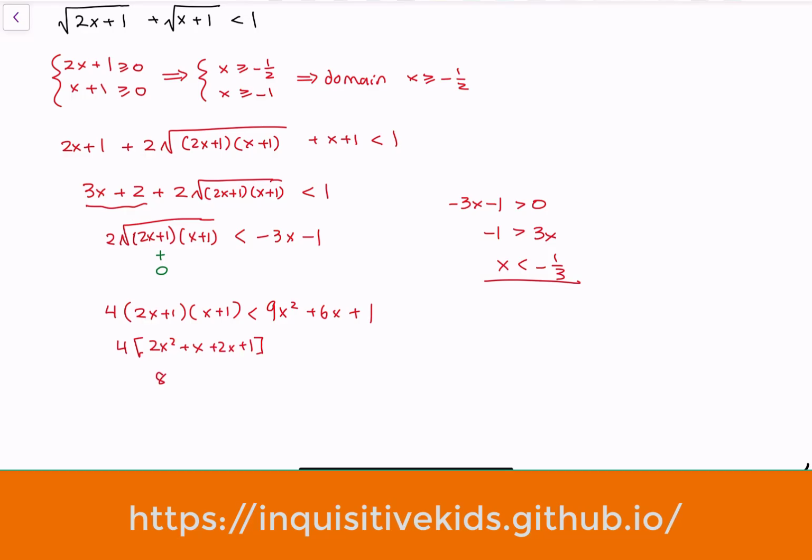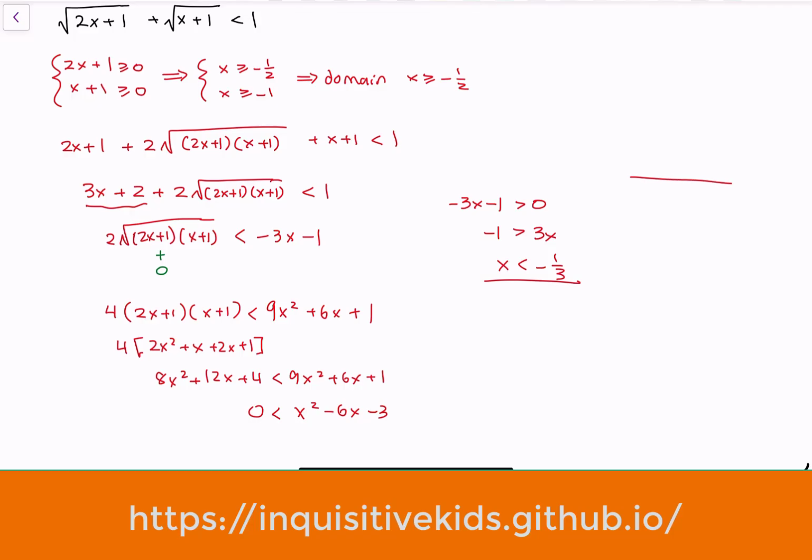This becomes 8x squared plus 4 times 3 is 12x plus 4 is less than 9x squared plus 6x plus 1. And now we're going to move all our terms to the right-hand side of the inequality. x squared minus 6x minus 3, all this is greater than 0. Since we're left with a quadratic, we just have to factor this quadratic and solve.